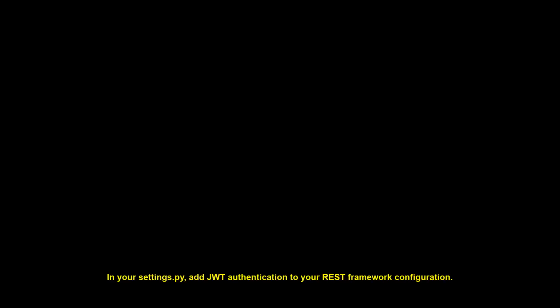In your settings.py, add JWT authentication to your REST framework configuration. Include rest_framework_simplejwt.authentication.JWTAuthentication in the DEFAULT_AUTHENTICATION_CLASSES. Next, install the simple JWT package using pip install djangorestframework-simplejwt.